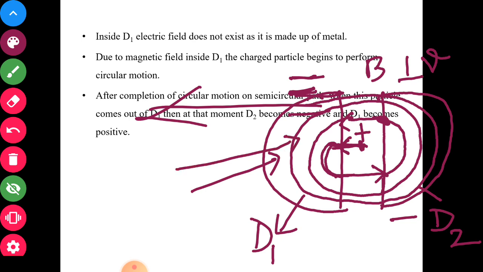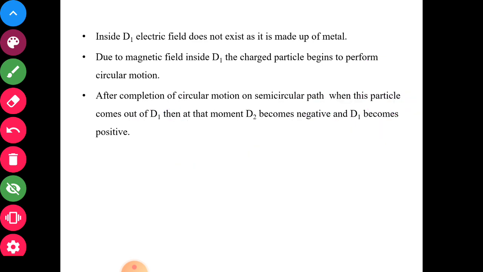So in the absence of an electric field, the magnetic field is now producing the circular motion of this charged particle within the D shape, and it will inscribe the circular path, then it comes here, then again. So continuously this kind of spiral path is produced, and you will have the acceleration of this charged particle. Due to the magnetic field inside D1, the charged particle begins to perform circular motion. Because of the magnetic field it will produce circular motion.